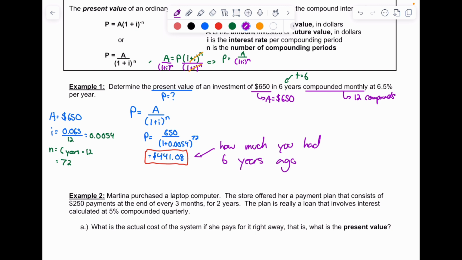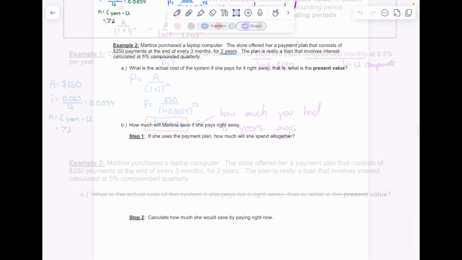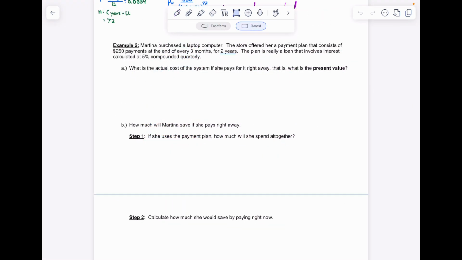And it grew to $650. That's essentially what happened. Okay, so example 2, I'm actually going to avoid this example because this involves using annuities, which is going to be a future lesson from now. So for right now, do not worry about this.